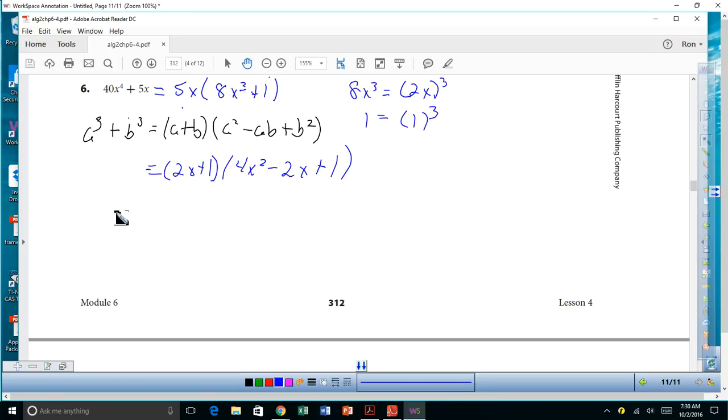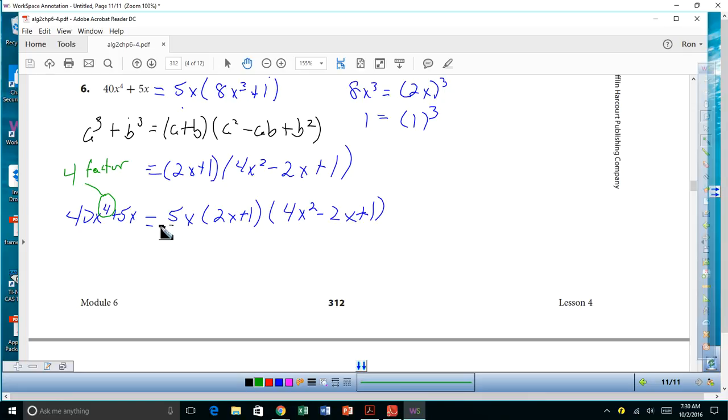And then what do we have up here from earlier? So the final factors of all three: 40x to the 4th plus 5x equals 5x times 2x plus 1 times 4x squared minus 2x plus 1. So how many factors are we supposed to have? How many factors? So it says we'll have 4, right? 4 factors. The degree is 4, so we'll have 4 factors.